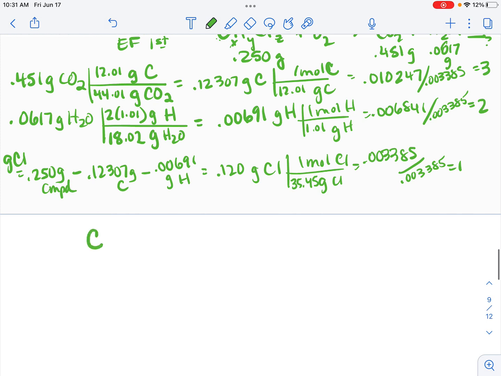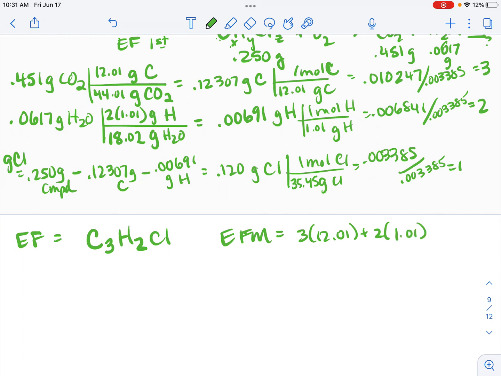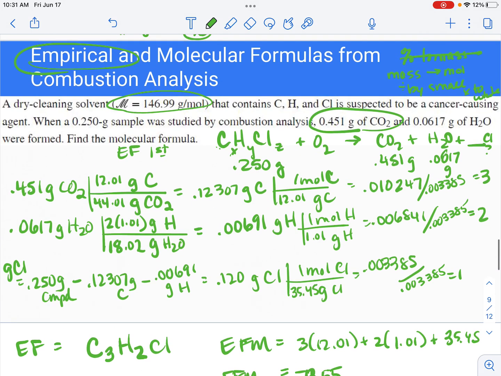So what I find as my empirical formula would be C3H2Cl. This is the empirical formula. And I don't need to multiply to whole numbers because they came out to whole numbers. So I need to find the empirical formula mass. That would be 3 times 12.01 plus 2 times 1.01 for the hydrogen plus 35.45 for the chlorine, and that equals 73.55 is the empirical formula mass.